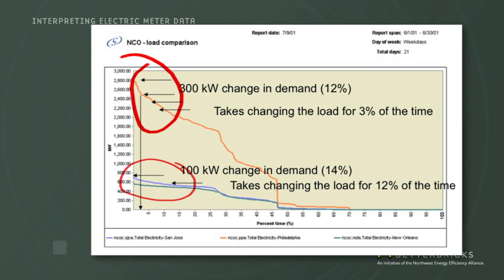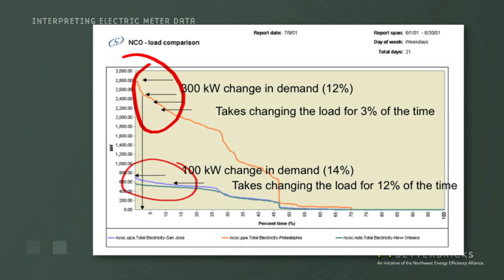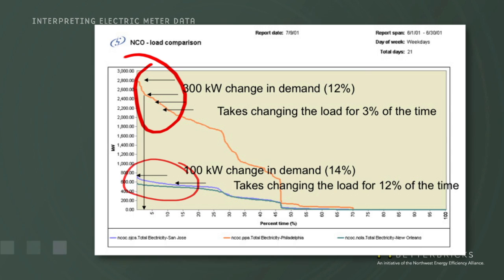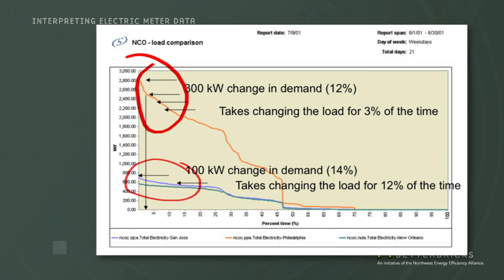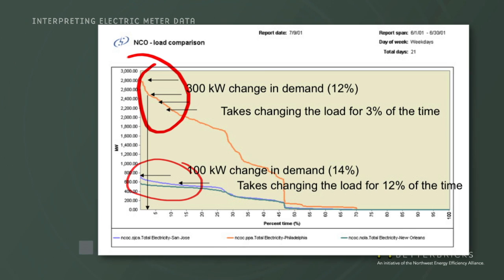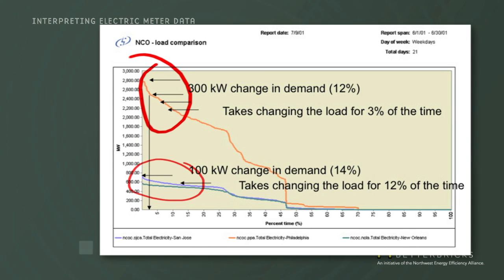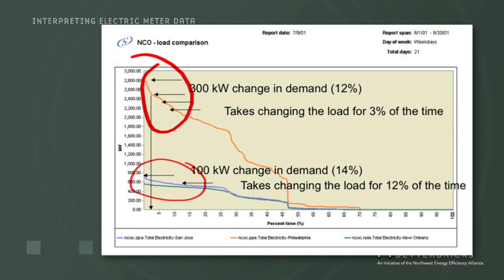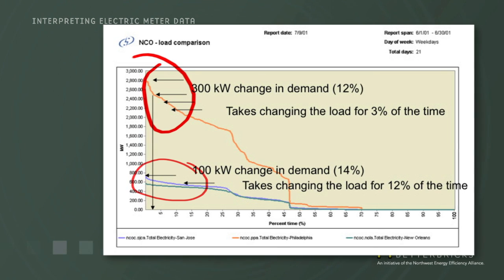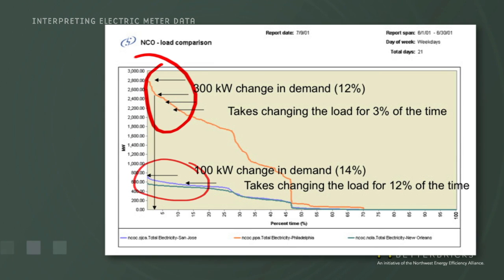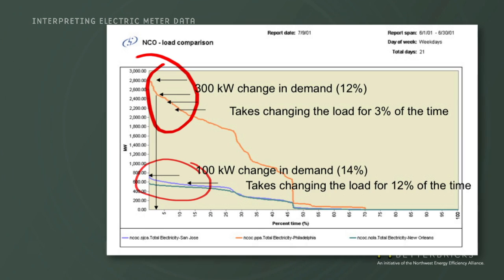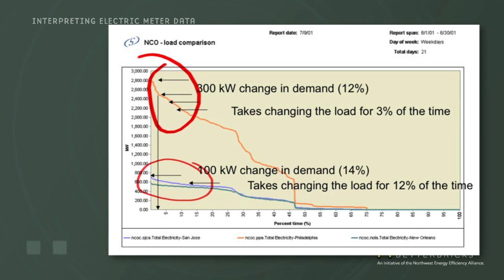So comparing the difference in these buildings, this building located here in Philadelphia would be a target for one that you can make some significant demand changes by changing your load for only 3% of the time. These facilities here in San Jose and New Orleans would take a lot of change in your load to be able to affect a change in your demand readings.